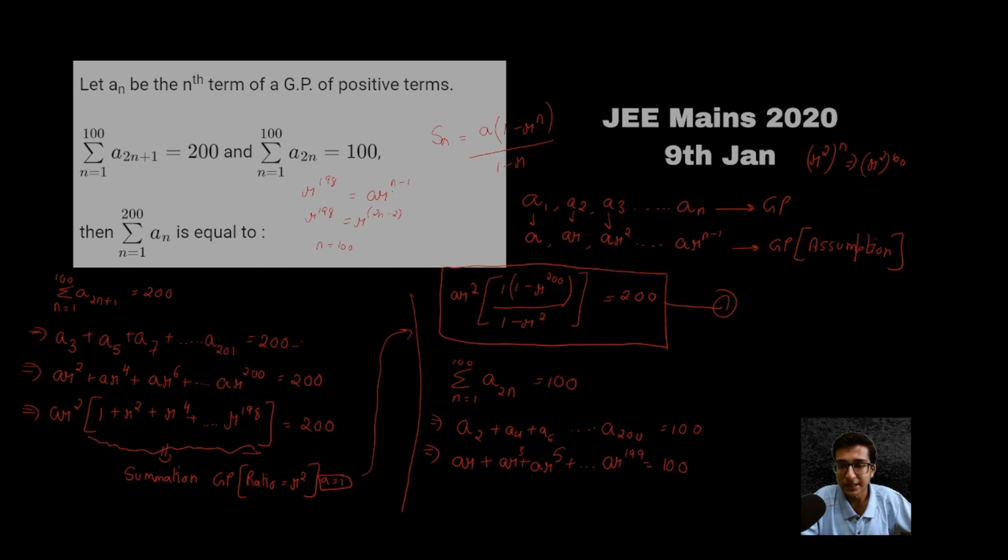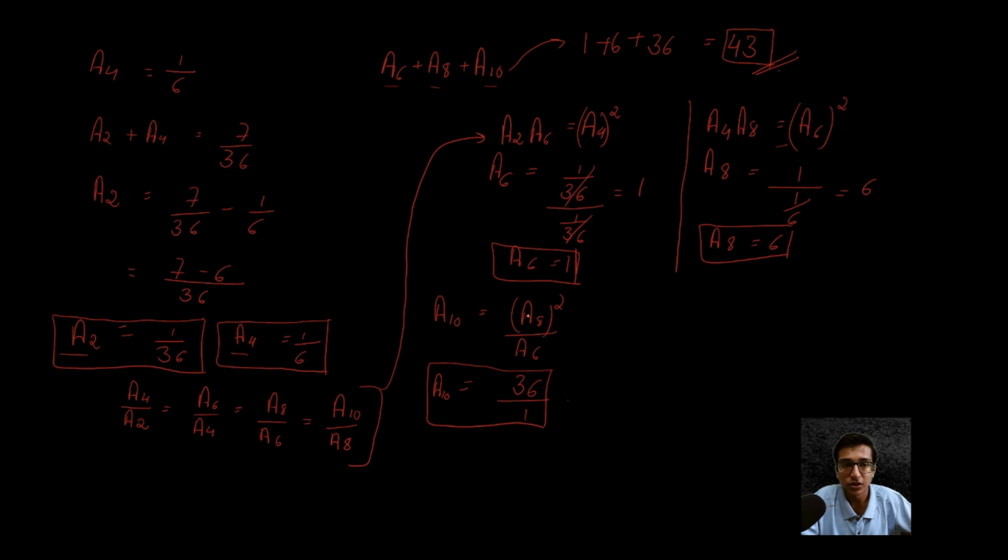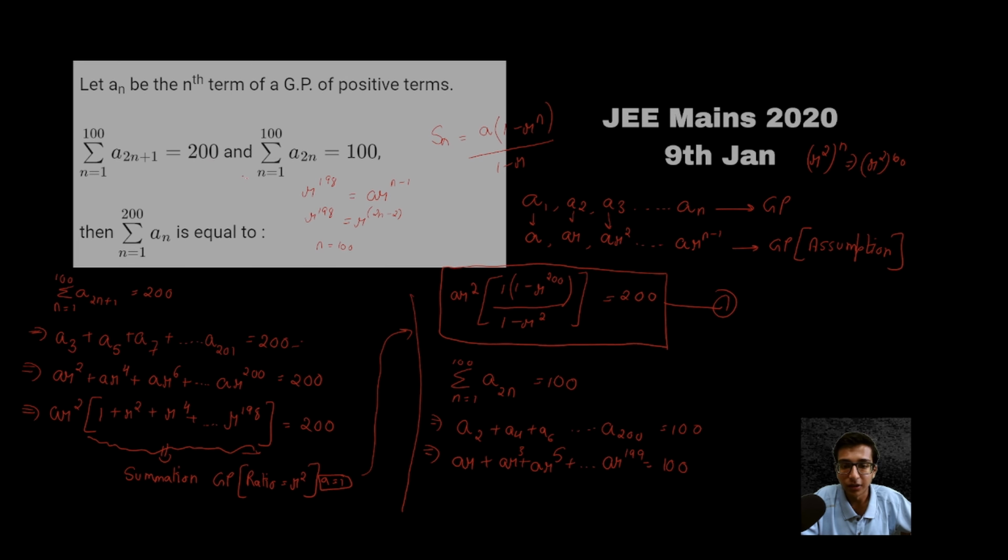Now from the first and second equation you can see that the summation term, which is (1 minus R to the power 200) upon (1 minus R square), is common in both these equations. So let's try to divide equation 1 by equation 2 and see what we get. We would get AR square upon AR. The summation term would be cancelled out. I hope you all can see that.